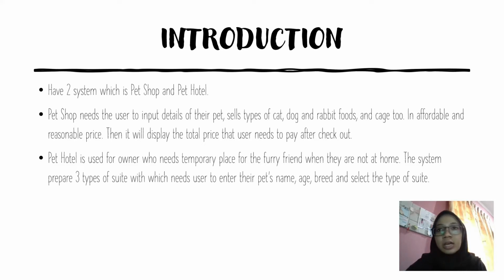And the pet hotel is used for owners who need a temporary place for their furry friends when they are not at home. The system prepares three types of suites, which need the user to enter their pet's name, age, breed, and select the type of suite. And I will continue with my coding presentation.